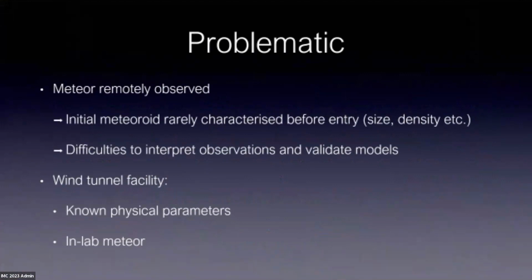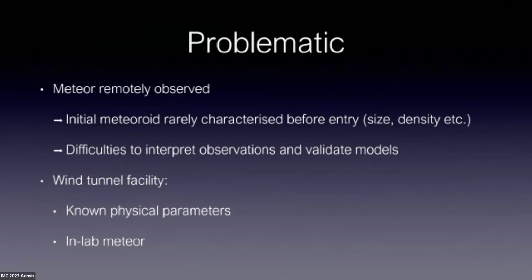So I'm going to talk about the wind tunnel artificial meteors. The problem with natural meteors is that we observe them remotely, and most of the time we do not know anything about the object before it enters the atmosphere, especially for the small ones, but also for the bigger ones. We have some idea of the size, for example for the bigger ones, 2023 CX1, but that's about it. We don't know about the composition, the density, internal fractures and so on. So that still prevents us from interpreting the meteor data.